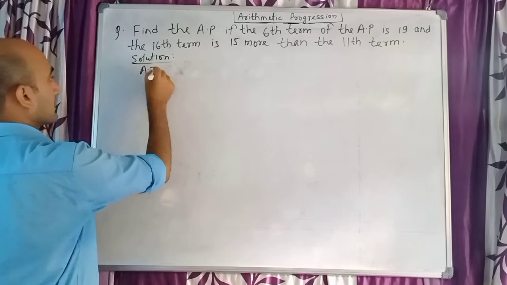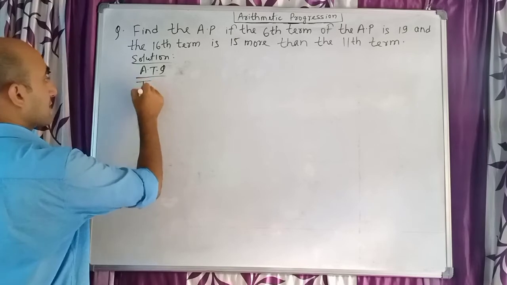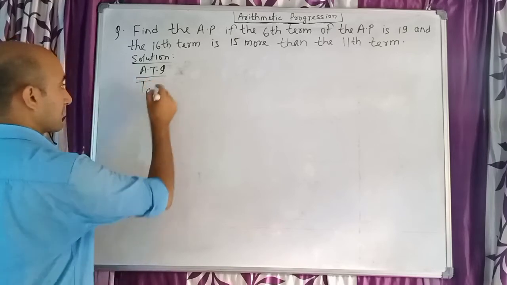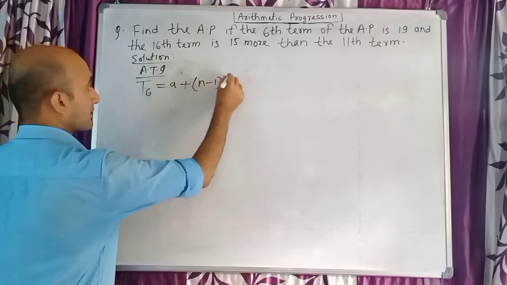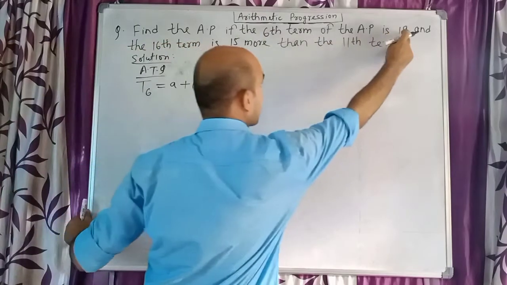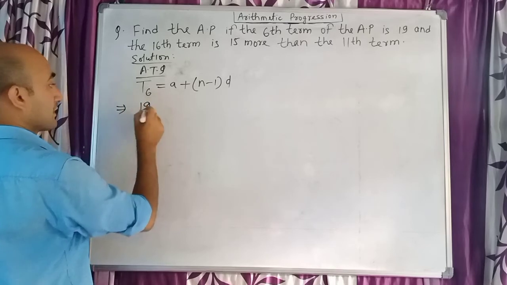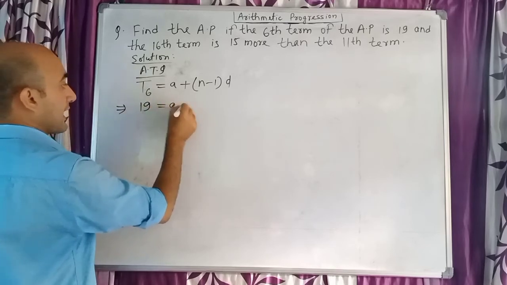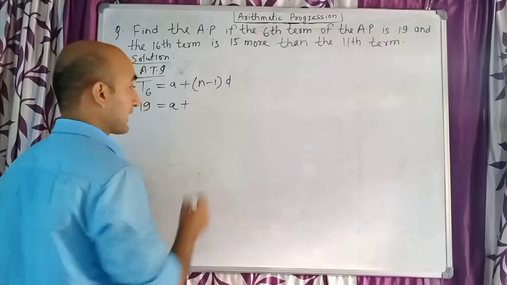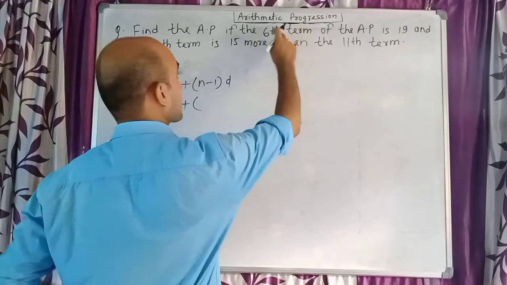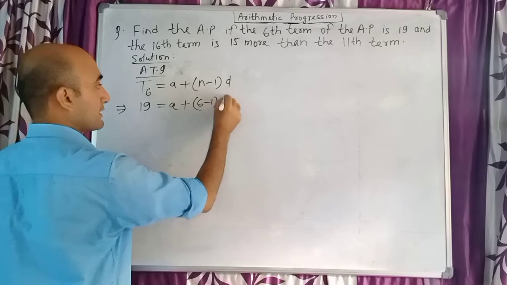According to the question, the first condition: the sixth term of the AP is 19. Sixth term means write T6. This is called the sixth term. Its formula is A plus n minus 1 d. As the sixth term is 19, here I can write the sixth term as 19. As the first term is not given, you have to write A only, plus n minus 1 d. My n will be 6 because the sixth term is 19. So here I will write 6 minus 1 d.